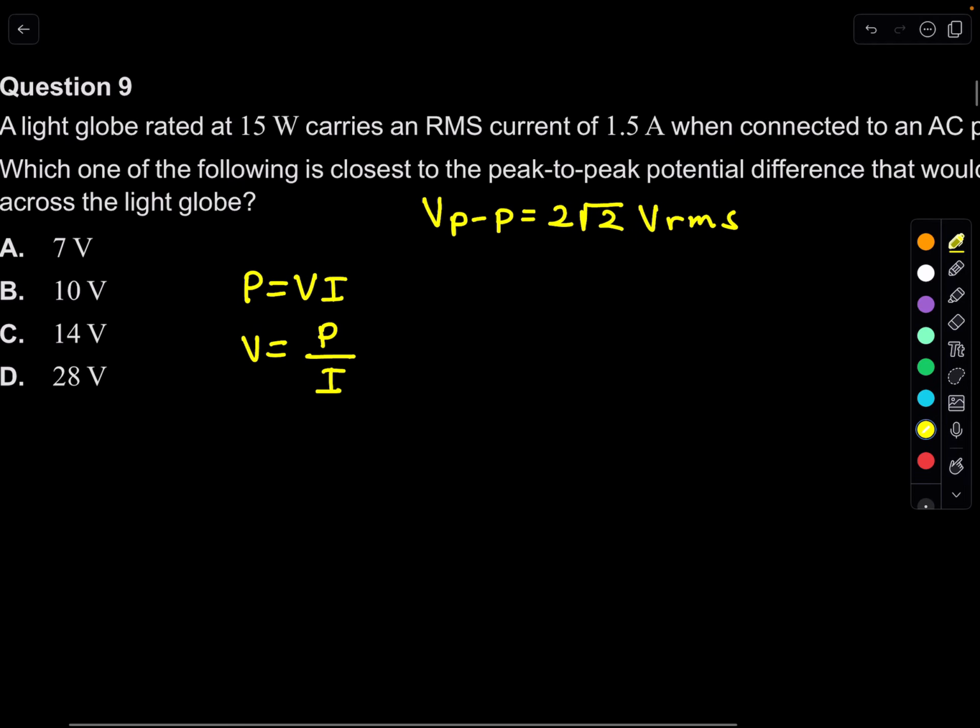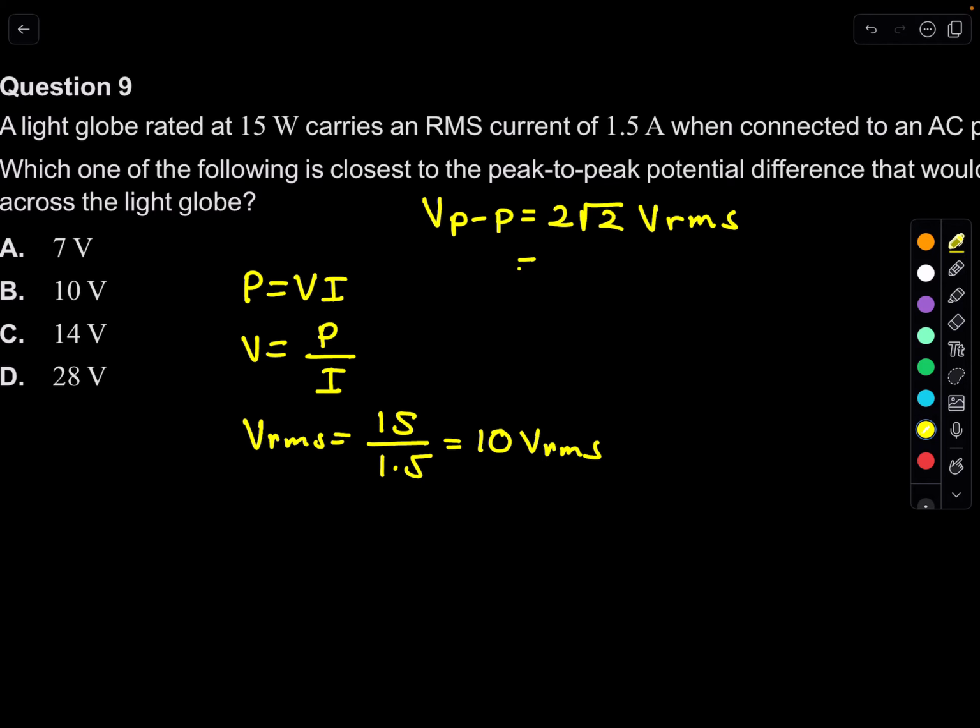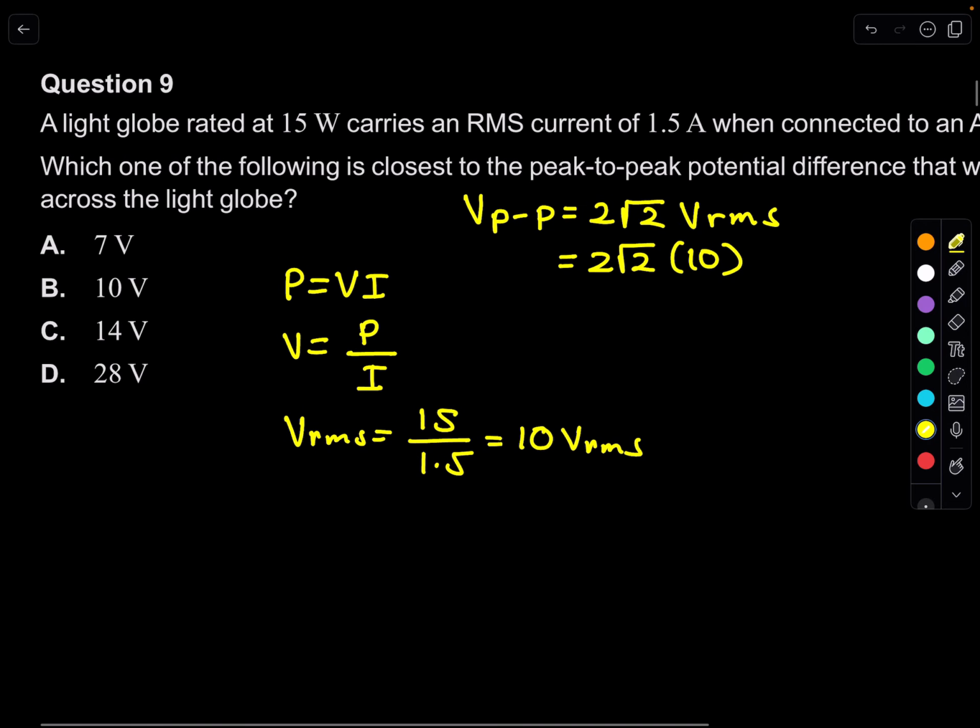Now, we know that this is your RMS voltage, of course, because your current's RMS. So your power is 15 watts divided by your RMS current, which is 1.5. You basically get 10 volts RMS. So putting this into this formula to get peak to peak, you get 28 approximately. So D. Done.